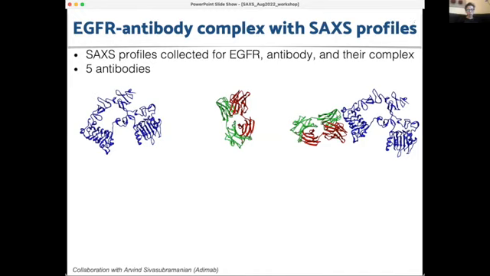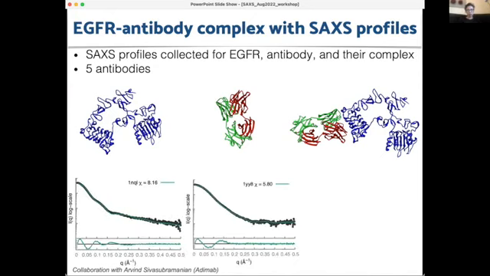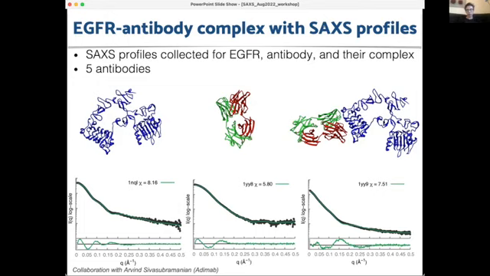In collaboration with Arvin from ADIMAP, we collected SAXS profiles for EGFR, the blue protein here, the antibody and their complex, and we did it for 5 antibodies with known structures because we wanted to see how well the method performs. Here you can see the SAXS profiles, and what do you think? Does it fit well?